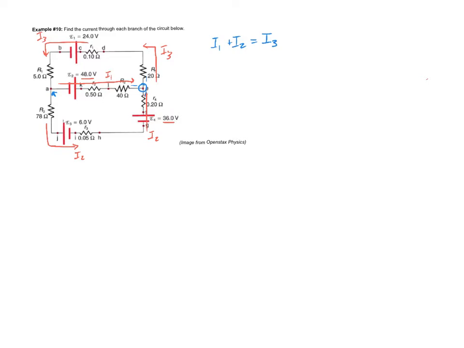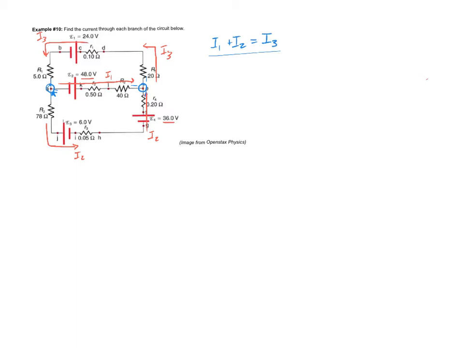Now we just need to pick a couple of loops, right? We've got 3 variables. We're going to need 3 equations. I don't want to use this junction just because it's going to be the same thing, right? It's I3 coming in here and I1 and I2 coming out, so it's going to give me exactly the same formula. Sometimes if there's more junctions, you can actually use more of these, the first law, but in this case, that's not an option. So let's choose a couple more loops.